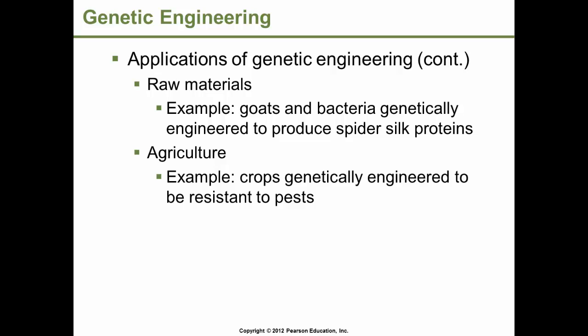In agriculture, crops have been genetically engineered to be resistant to pests and to be more nutritious. For example, golden rice produces high levels of beta-carotene, a precursor for vitamin A, which could be useful in countries where more than 1 million children worldwide suffer from vitamin A deficiency, and 500,000 go blind each year.